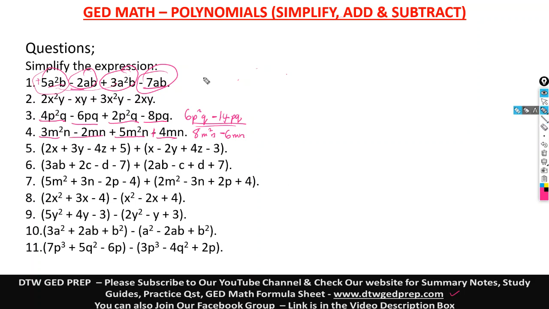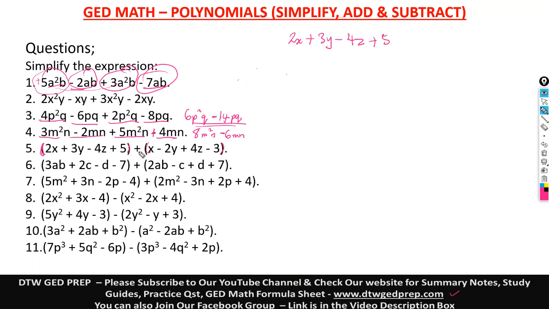Now, look at number 2. It says we should add this parenthesis and this parenthesis. Okay, now in front of this parenthesis there's no sign, or there's nothing here, so it means we can open it up. So it becomes 2x plus 3y minus 4z plus 5.